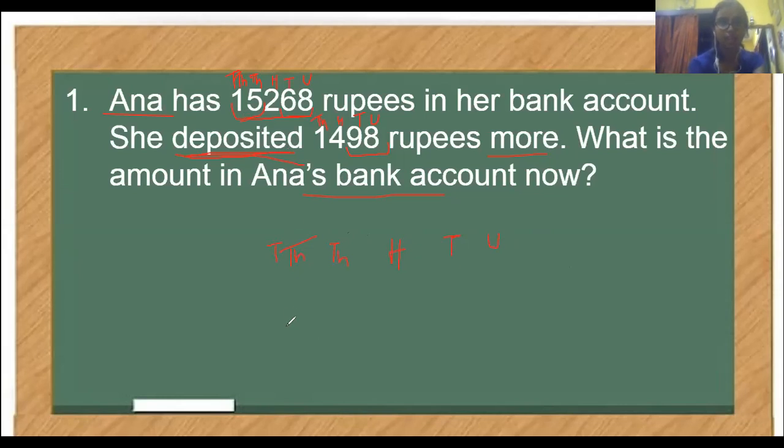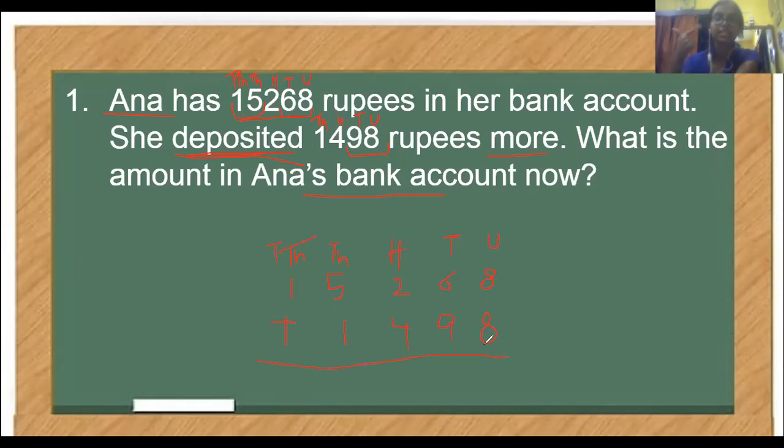Okay, first Anna के पास पहले थे 15,268 rupees, and later on बाद में जाके उसने कितना जोड़ा? उसने जोड़ा 1,498 rupees. This is also 8. Drawing a beautiful line. Adding the units place values first.